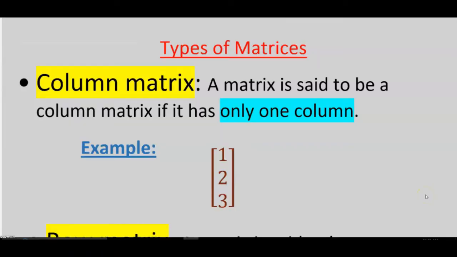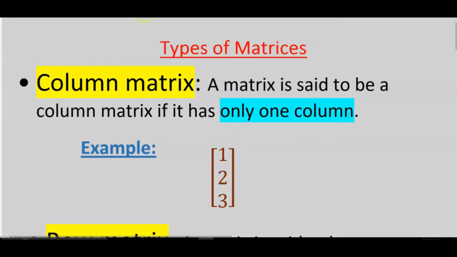The types of the matrices. So the first type is the column matrix. Now what is a column matrix? A column matrix is when we have only one column in the matrix. As you can see in the example, this is a matrix, right? So this is one column.